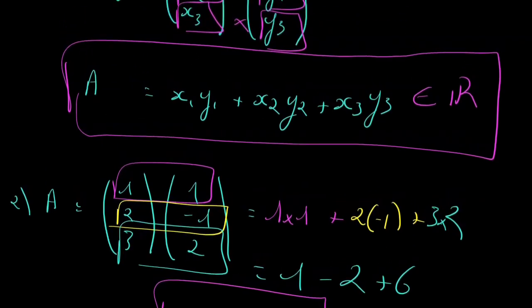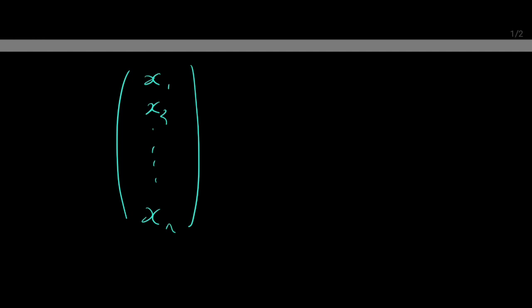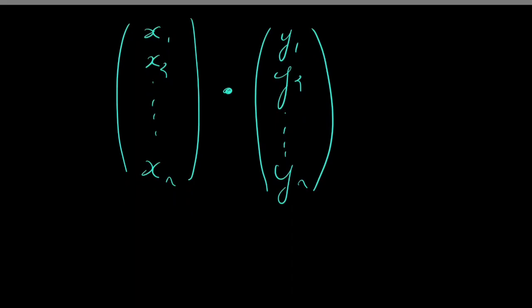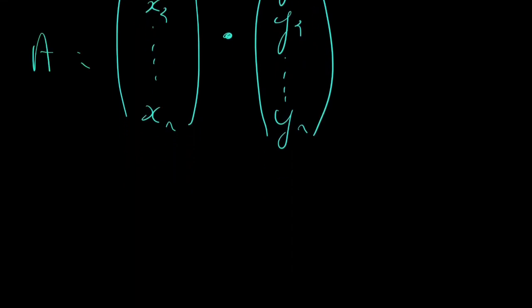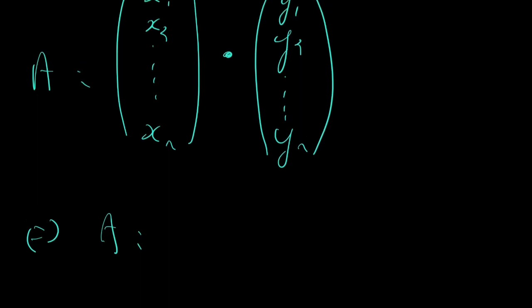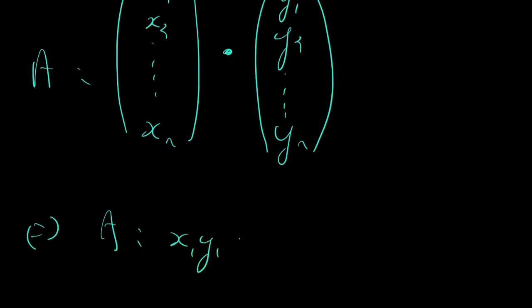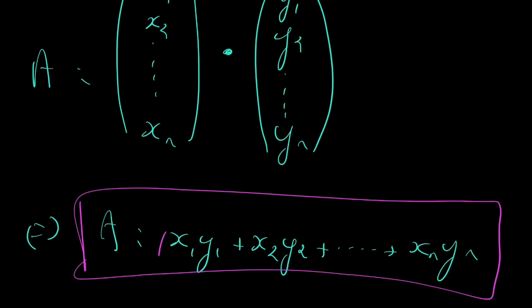An important thing you need to know is that for any vectors, if my vector is of type n, so I have x1, x2 until xn, and another vector y1, y2 until yn, the scalar product will still be defined as x1y1 plus x2y2 plus, it's always the same thing, until xnyn. So this is the definition of the scalar product using the coordinates.